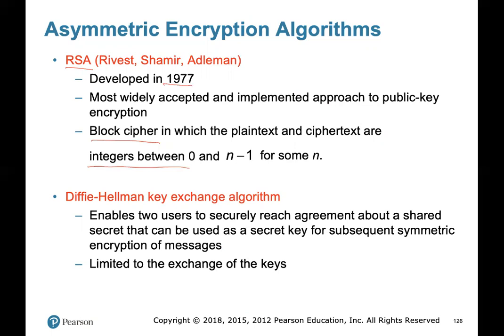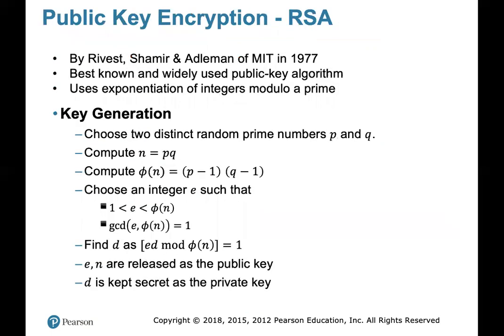The second asymmetric encryption we will be talking about is called Diffie-Hellman, which was proposed by two researchers, Diffie and Hellman. We'll see that this one is specifically designed for key exchange. So it is a very good thing for exchanging keys between 2 parties. Okay, let's focus on RSA.